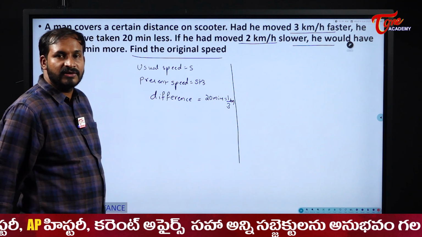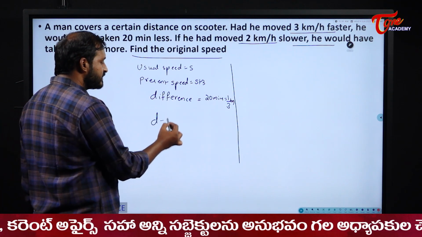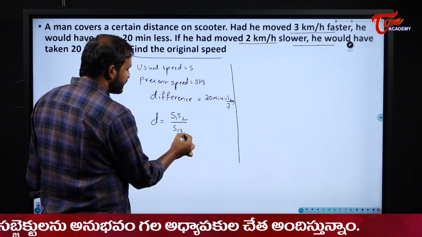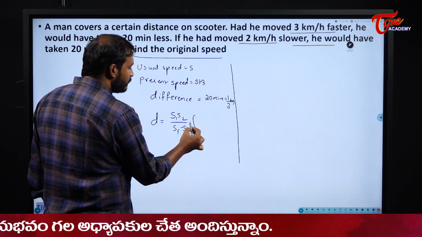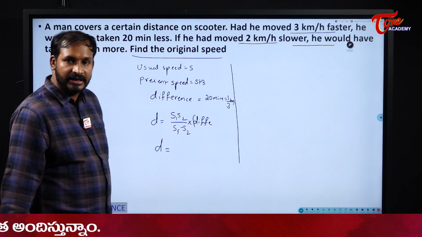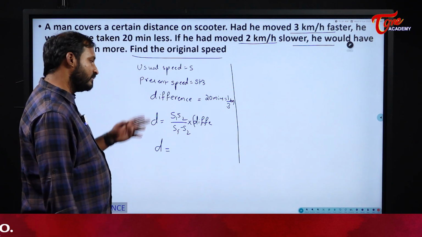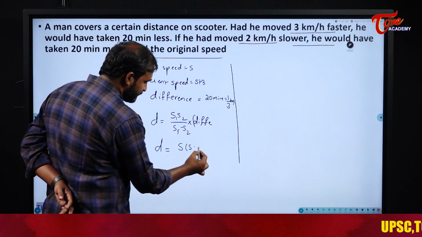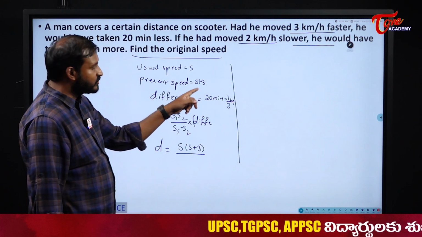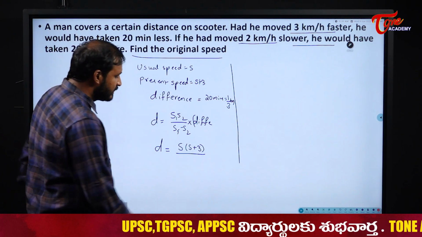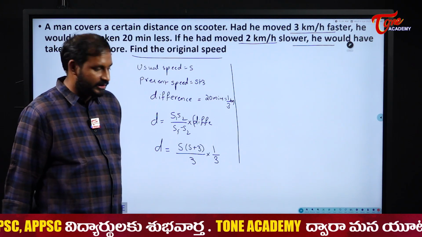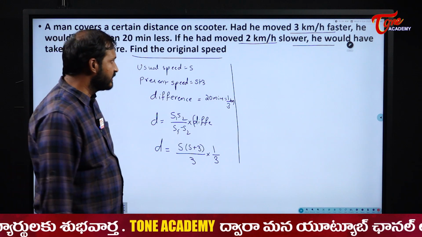Just now I told you the formula for distance. Distance is S1 S2 by S1 minus S2 into difference in time. So distance D is S into S plus 3 by S1 minus S2. Obviously this one is more, right? So S plus 3 minus S becomes 3. The difference in time is 1 by 3. This is one case. Now come to the next one.